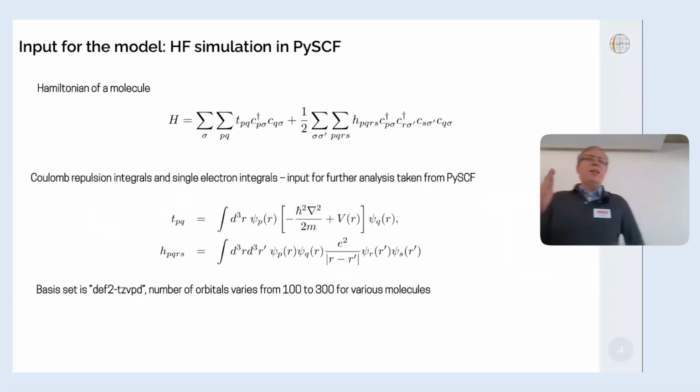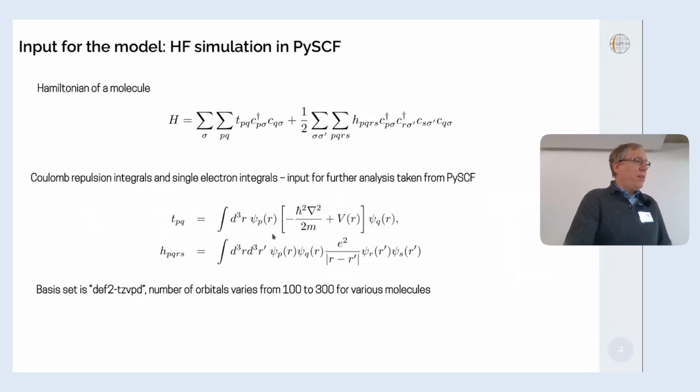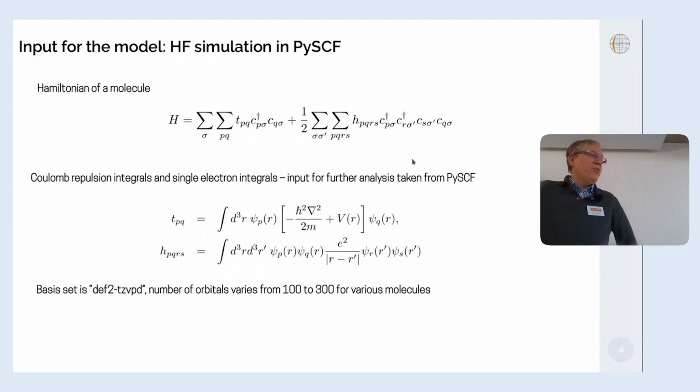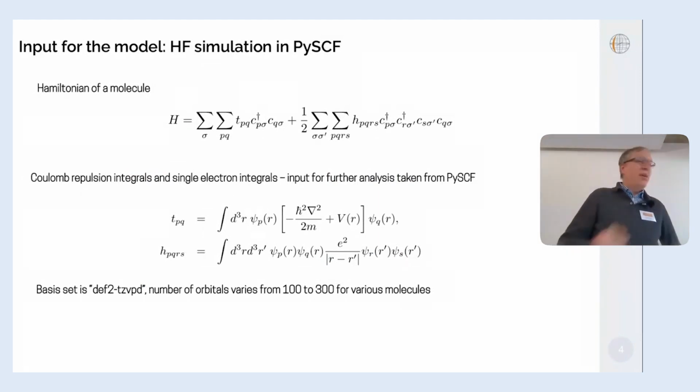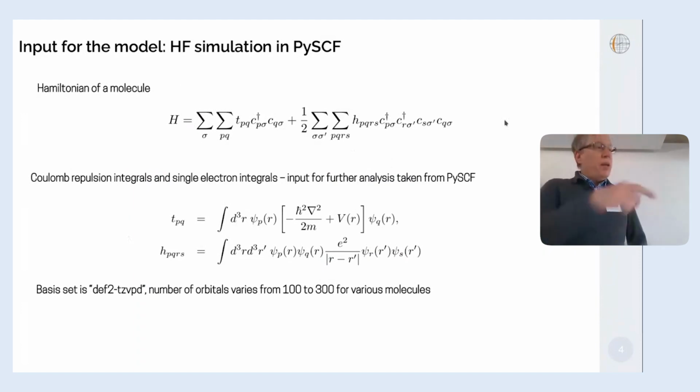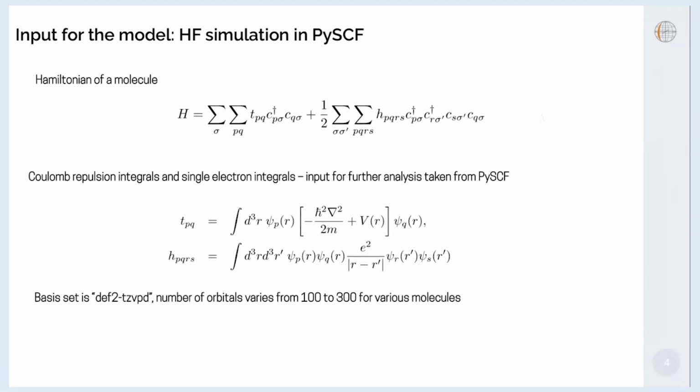Now, as I said, we run a Hartree-Fock simulation. We get orbitals and energies, but also we get hopping amplitudes, single-particle integrals, and Coulomb repulsion integrals. These are very big arrays sometimes. For example, for a typical small molecule, one should keep 100 to 300 orbitals. And then the number of these Coulomb integrals is huge, up to 100,000, I don't know. And these are our input parameters for the remaining part of the talk.